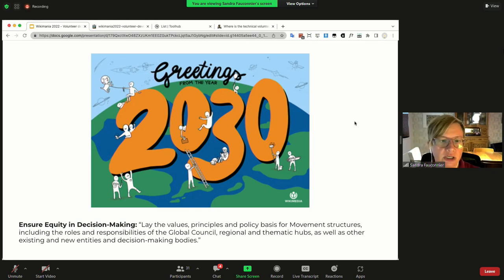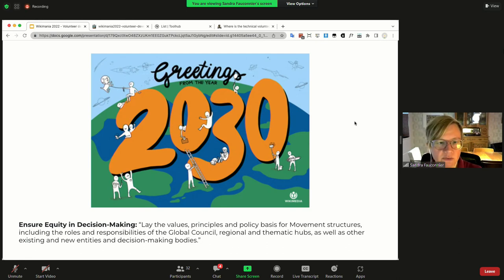One of the recommendations has been that we will ensure equity in decision-making, that we will make our decision-making about the crucial things we want to do more equitable, and that we will also establish a global council. That's one of the things that is going on, but also start thinking about a more decentralized way of organizing our movements, for instance, besides the organizations that we already have, the chapters and affiliates, also the establishment of regional and thematic hubs.